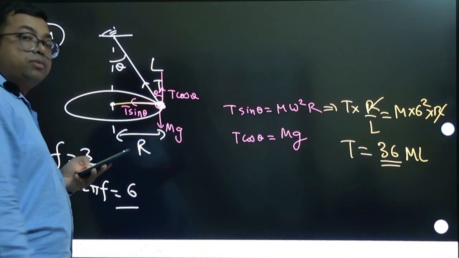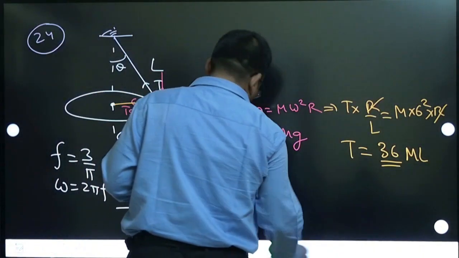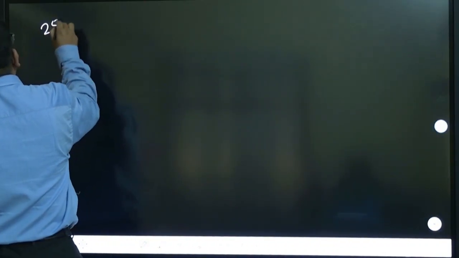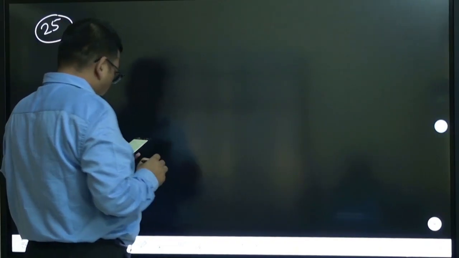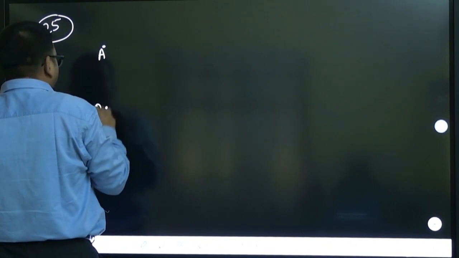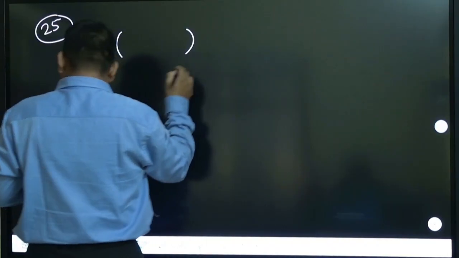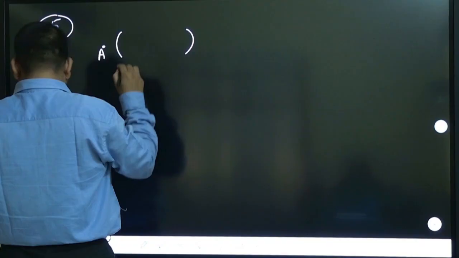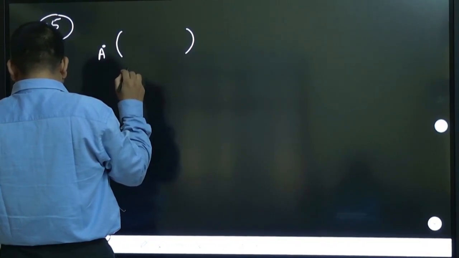Okay, let us move to the last question. So let's take the last question, question number 25. The position vectors of two particles, point A and point B, are given. Let us write the position values also. Alpha 1, alpha 2, alpha 3 they have given.